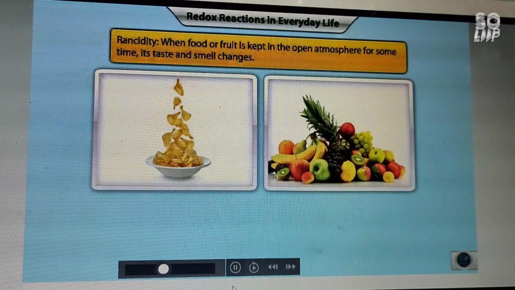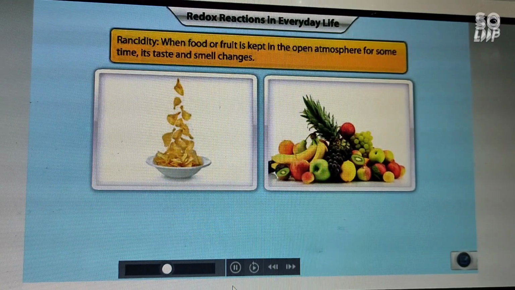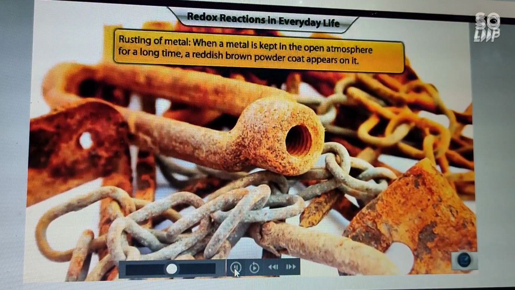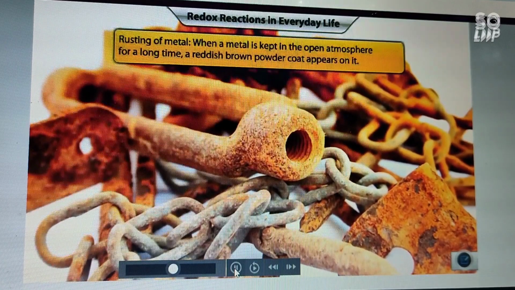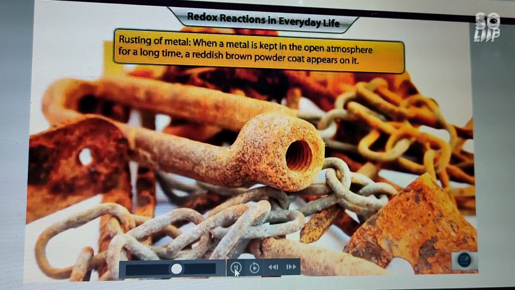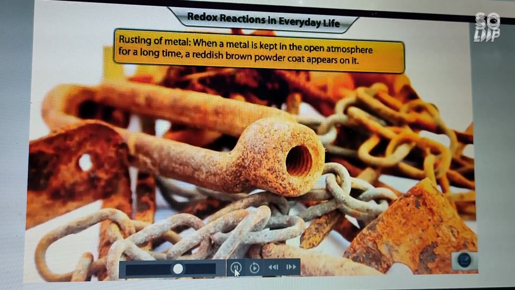When food or fruit is kept in the open atmosphere for some time, its taste and smell change. This is known as rancidity. Whereas when a metal kept in open atmosphere undergoes a change, for example, a reddish brown powder coat appears on iron, this reaction is called rusting.